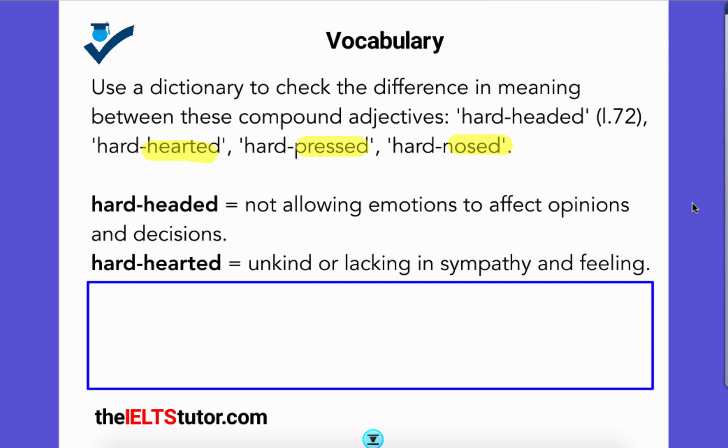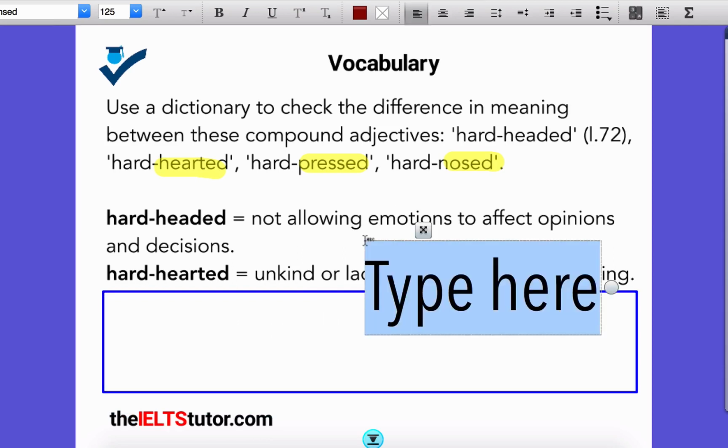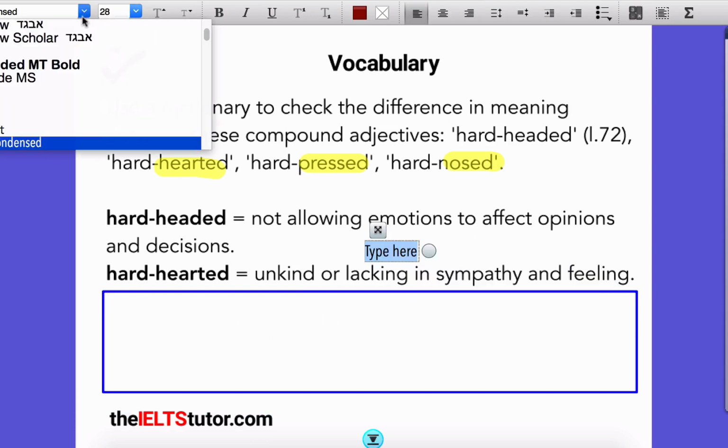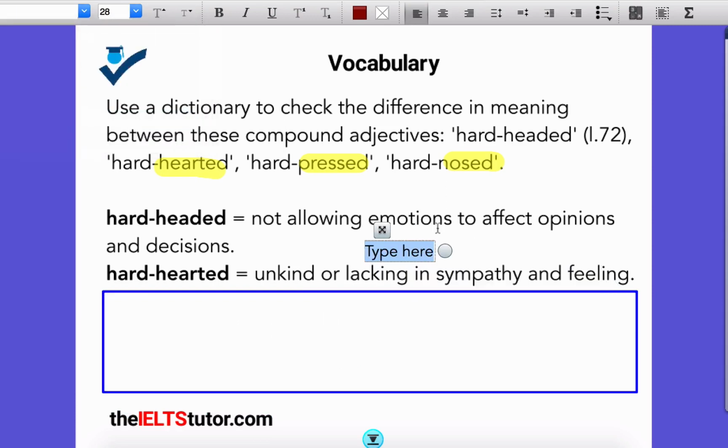If you're using this in a negative sense, if you are a hard-hearted person, you can also be called cruel. Yeah, cruel as in unkind. Oops, that's a bit too big, isn't it? Yeah, I think that should be the right size. Cruel, I think, would be the word we're looking for. Another word for hard-hearted.